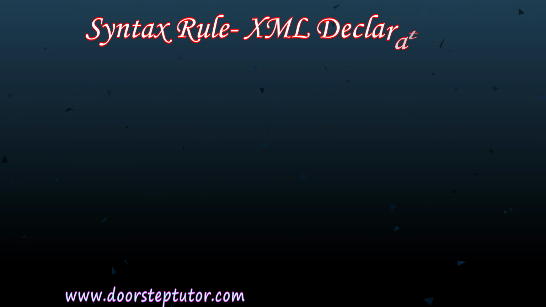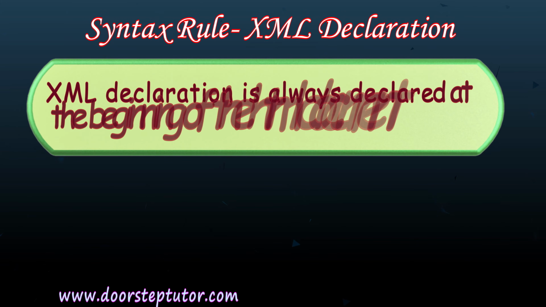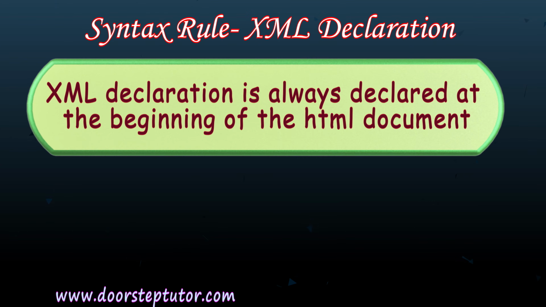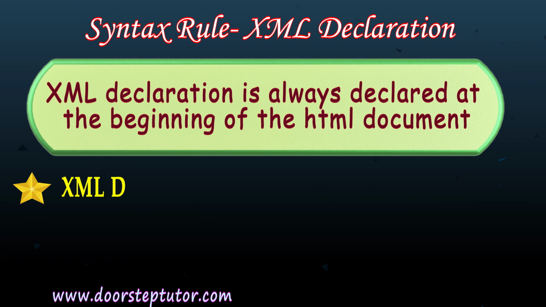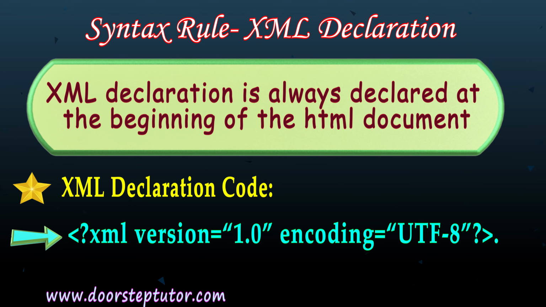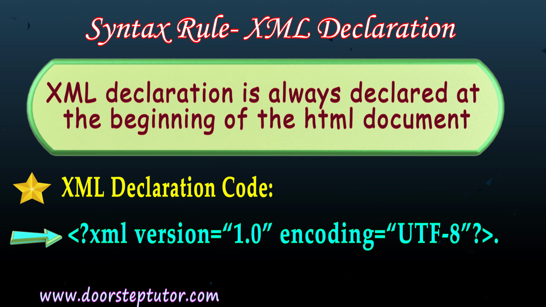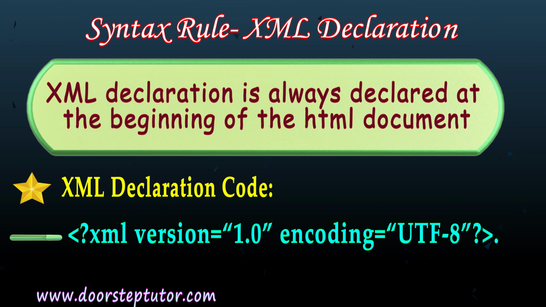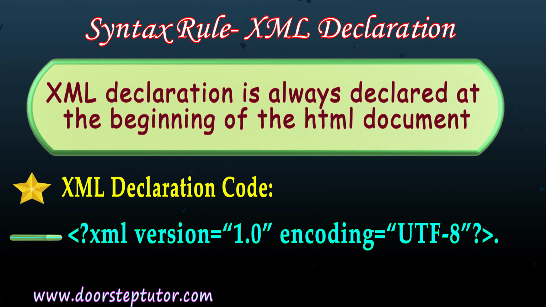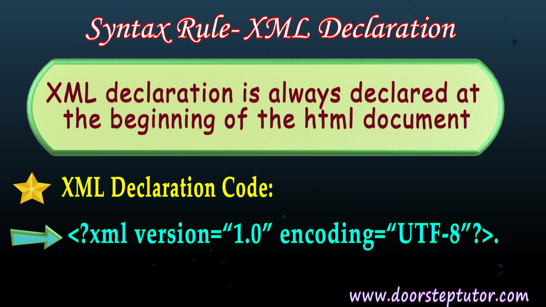It is about the syntax rule. So how to provide the syntax? Here in the first line we need to give the version. Like version I have given 1.0 in double quotes. Then encoding is equal to, in double quotes I have given UTF-8. It is actually 8-bit Unicode Transformation Format. It is a variable width character encoding.